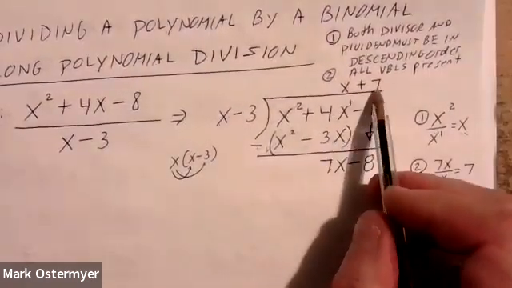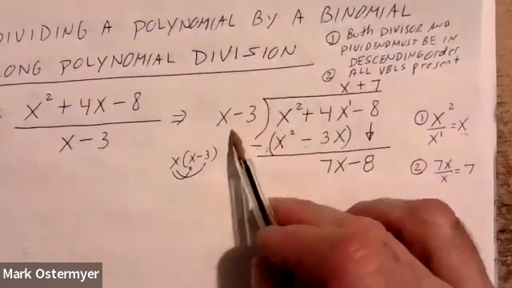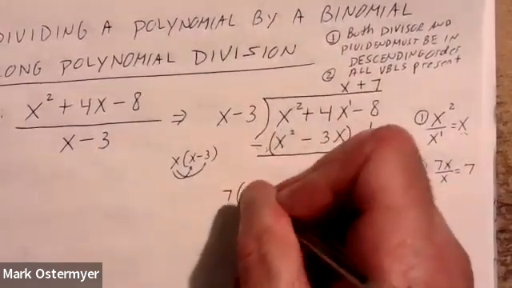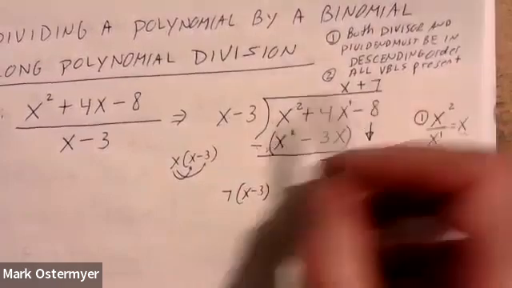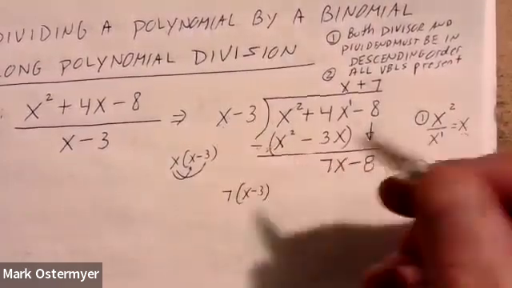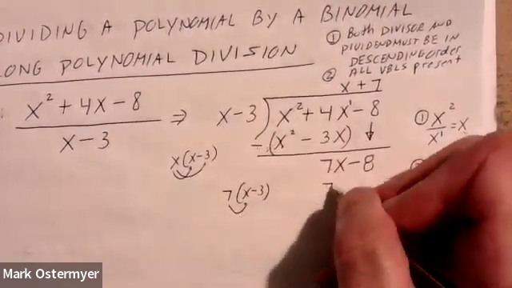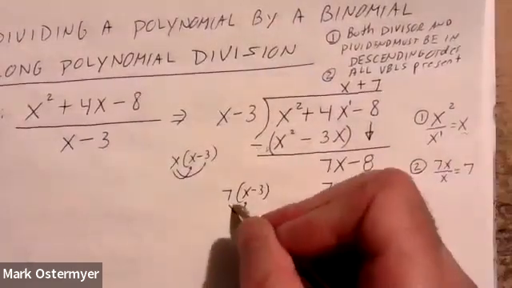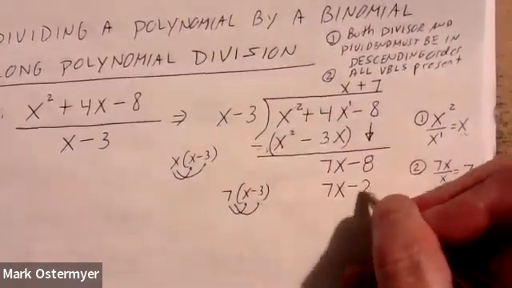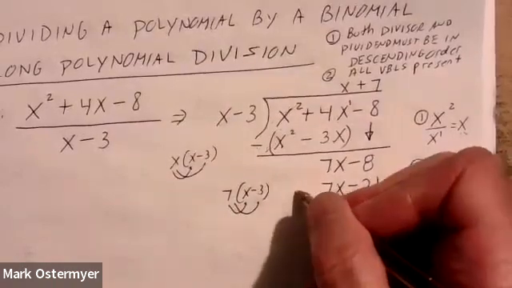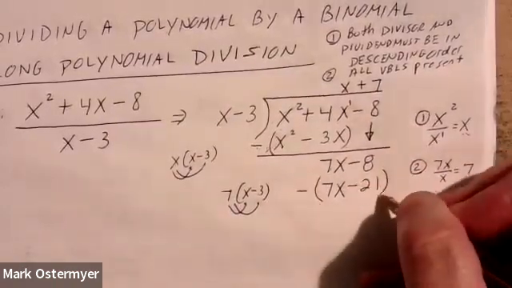It's called our quotient. We take the 7 now and multiply it by the x minus 3. Take the 7 and multiply it by your divisor, x minus 3. 7 times x, 7x. Slide underneath the 7x. 7 times negative 3, negative 21. Slide it underneath the minus 8. And then we have to subtract off the whole polynomial.